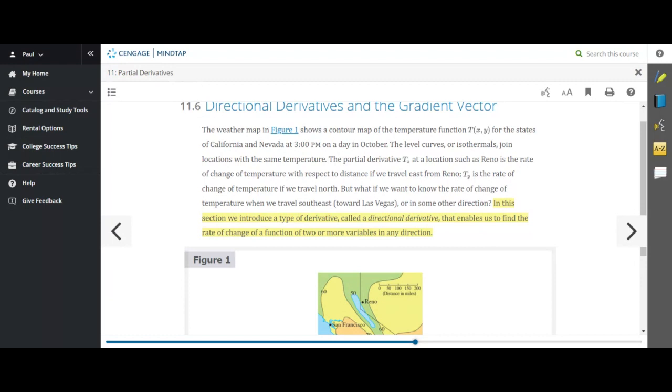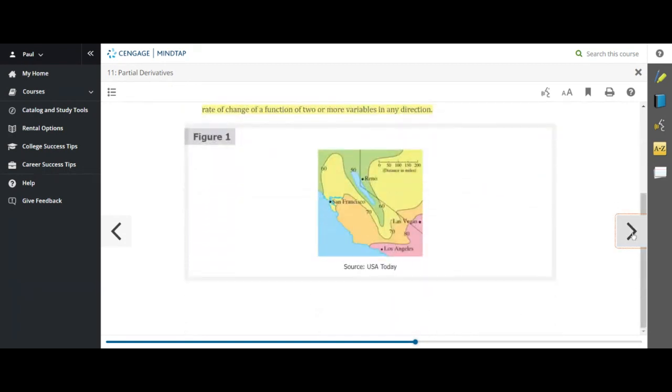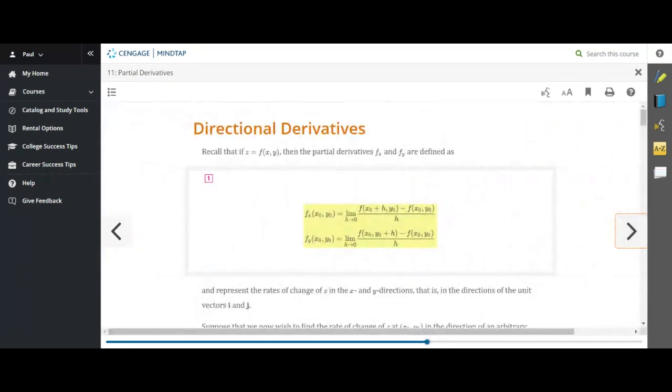Well, let's first of all remind ourselves how the partial derivatives with respect to x and y were defined. We learned these definitions. The partial derivative with respect to x means you hold the y variable constant and let x change. The partial derivative with respect to y means you hold the x variable constant and let y change. Now what we want to do is let there be change in any direction we want.